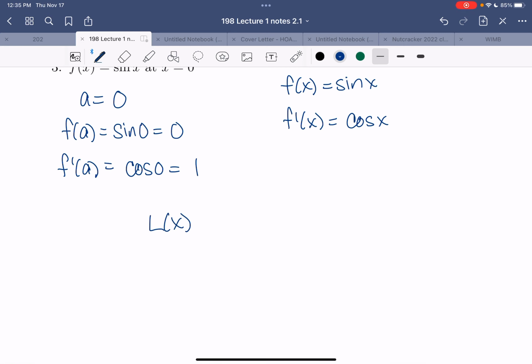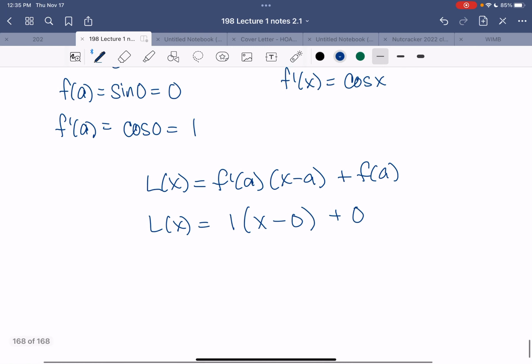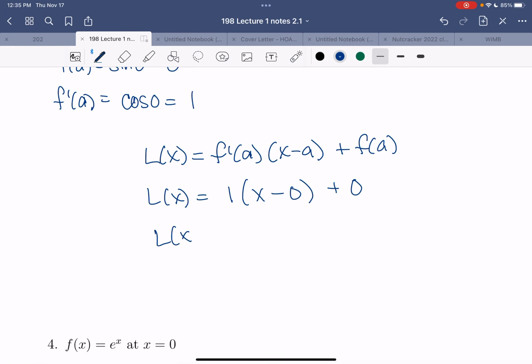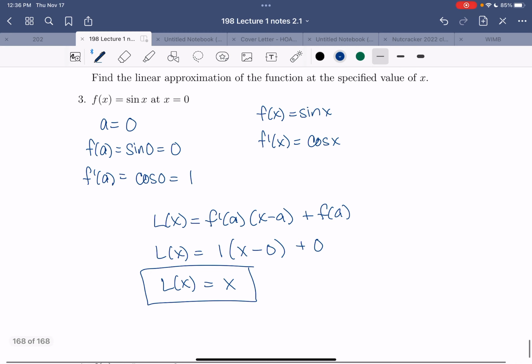And our L of x is f prime of a times x minus a, plus f at a. So our L of x is going to be 1 times x minus 0 plus 0. When you simplify that, L of x is equal to x. That's pretty typical for sines and cosines because you end up with a bunch of zeros when you plug in. Depending on the function, your zeros are in one place or the other.